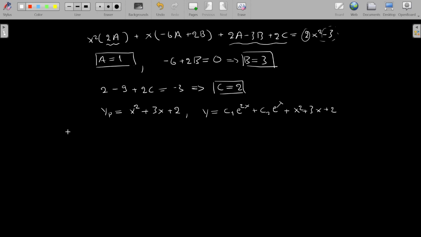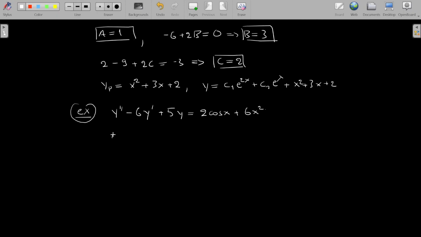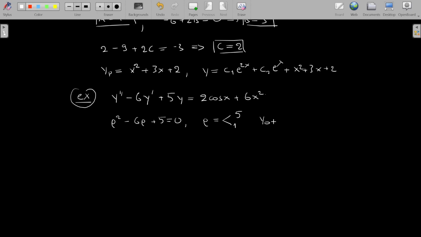Let's do another one. y'' + 6y' + 5y = 2cos x + 6x². Now, the characteristic equation again is ρ² + 6ρ + 5 = 0, and ρ is going to be either -1 or -5. So the general solution is going to be c1 e^(5x) from here and c2 e^x.